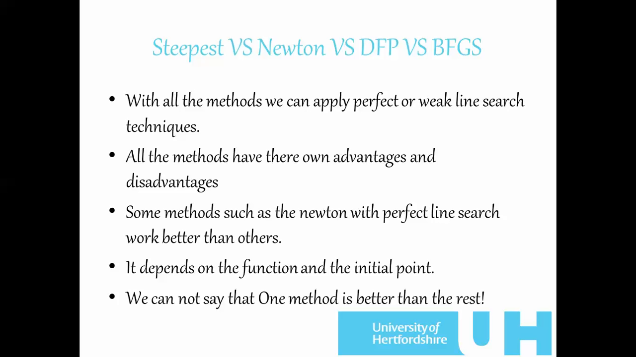Now, the steepest descent versus the Newton method versus the Quasi-Newton method. We can apply perfect or weak line searches to all of these techniques, and they all have their advantages and disadvantages. Some methods, such as the Newton method, work better than the other methods. In my investigation, if you look at the report, we can see that the Newton method performs better in some of the functions than any other method did. Again, this will depend on the function and the initial point you start with, and how many iterations it would take. So we can't actually come to a conclusion that one method is better than the rest.